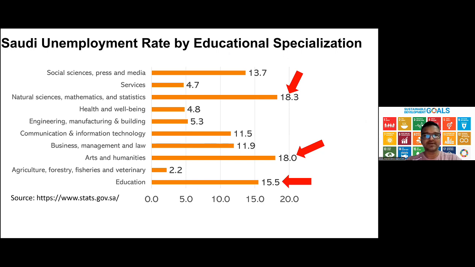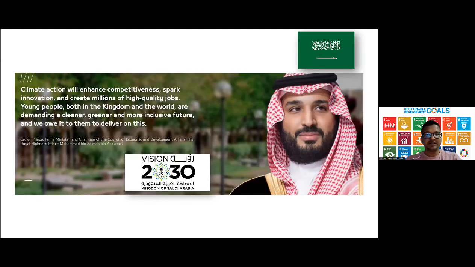It's not only the case in Saudi, it's a global picture. Different countries may have other subjects included or excluded, but the policymakers need to address this significantly. Should we delete those subjects? How can we increase more skills on the sustainability side, so they can be employable? And on climate action, as per the Crown Prince Mohammed bin Salman, climate action will enhance competitiveness, spark innovation, and create millions of high-quality jobs.